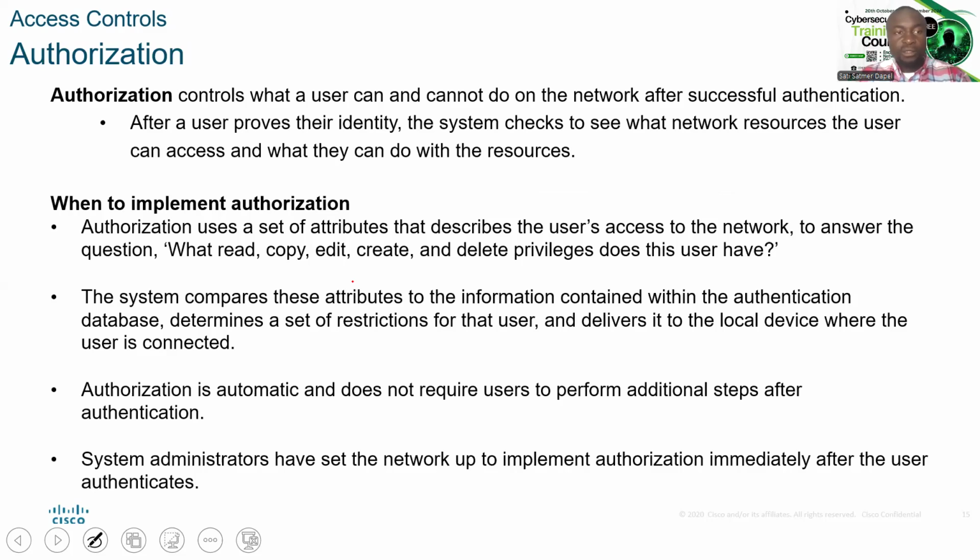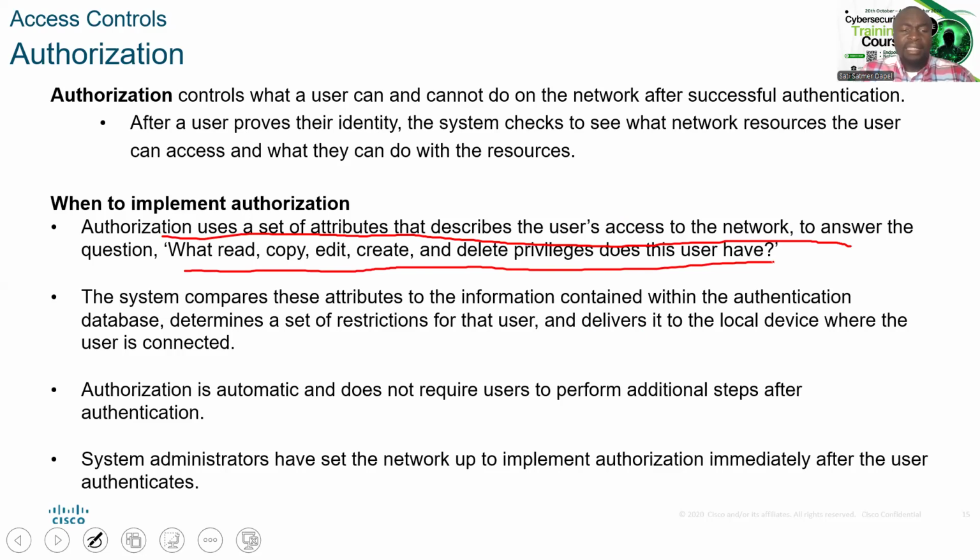Now, authorization. Authorization controls what a user can and cannot do on the network. Like we said, it defines the kind of things that one is permitted to do. So it uses a set of attributes that describes the user's access to the network in order to answer questions about what to read, what to copy, what to edit, and things like that. So that's authorization.